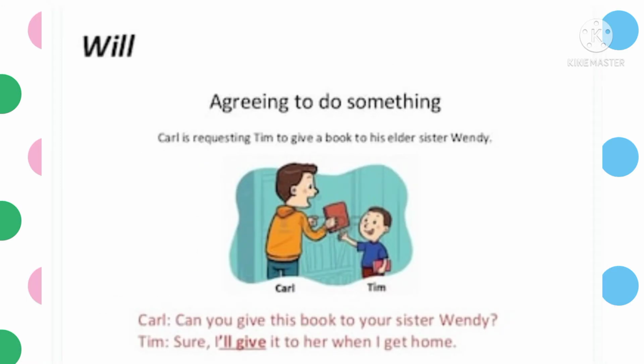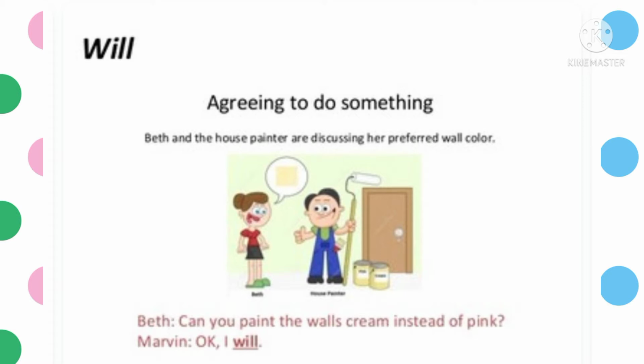Next usage is agreeing to do something. Carl is requesting Tim to give a book to his elder sister Wendy. Can you give this book to your sister Wendy? Sure, I'll give it to her when I get home. That means that is agreeing. He is agreeing that he will give it to her. So simple future is used to express something one agrees to. Here is another example for the same usage. Beth and the house painter are discussing her preferred wall color. Can you paint the walls cream instead of pink, Marvin? Okay, I will. That is agreeing.